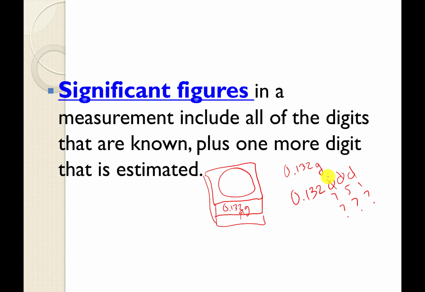So therefore, we cannot report digits beyond 0.132. Anything beyond that would be insignificant. Significant means that they are known digits. So let's give an example that will tell us a little bit about how the measuring device you use dictates the precision that you can apply in your problem.